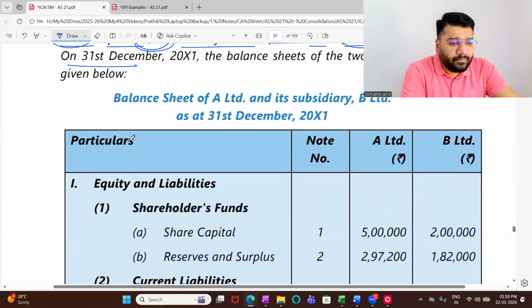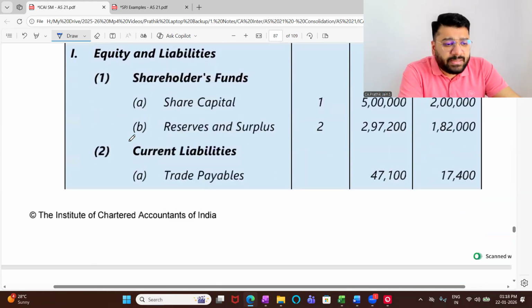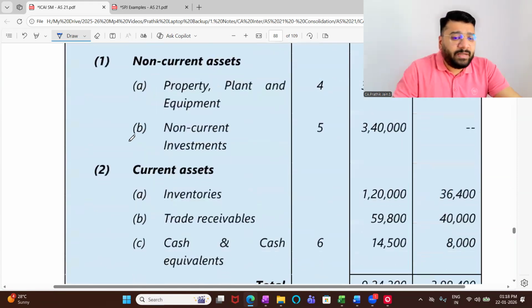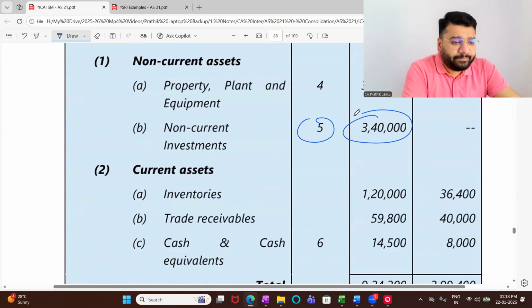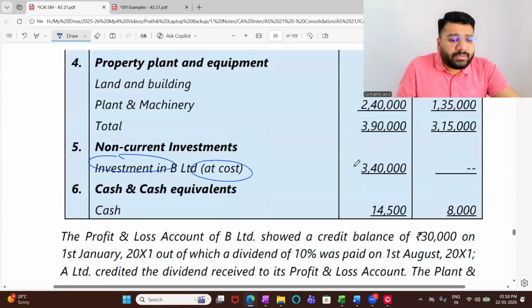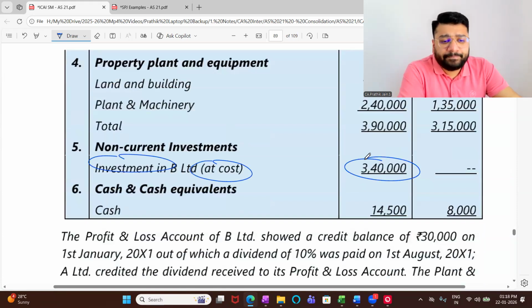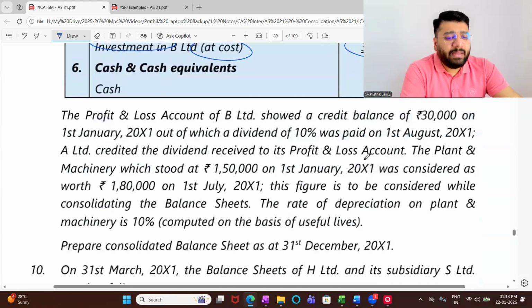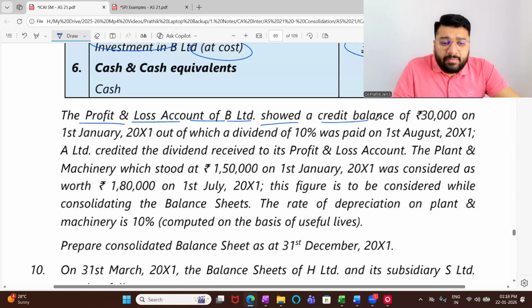Okay. Share capital is given, reserve and surplus is given, trade payable is given, short-term borrowing is given, PPE, non-current investment. Note number 5, 340. So investment in B Limited costing 340. Any difficulty? Now, let's look at the main paragraph. The profit and loss account of B Limited, who's B? Subsidiary, showed a credit balance of 30,000 on 1 Jan 2001.